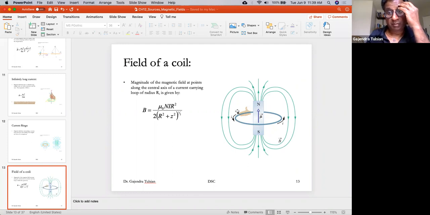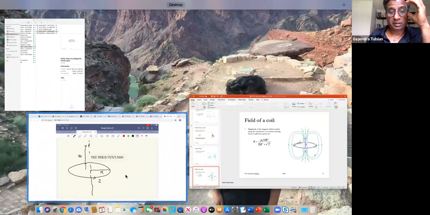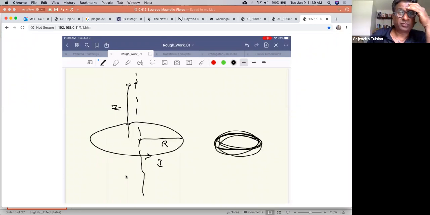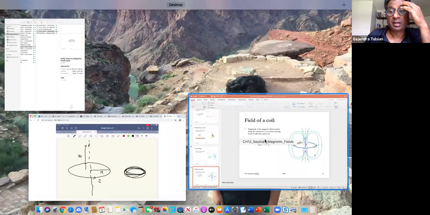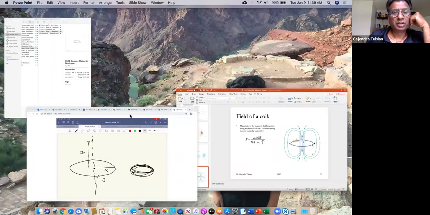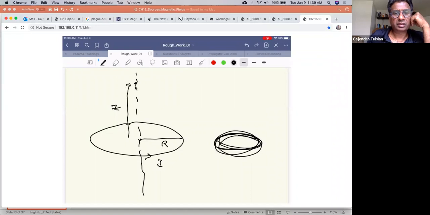But if you wanted a strong magnetic field, if you wanted a strong electromagnet, all you do is wind many turns of a wire. You just take a whole bunch of turns, okay? And that's what N is. I is the current. You want a strong magnet, pass a stronger current. R is the radius of the loop, okay? And Z is the distance along the axial point that we talked about, okay?